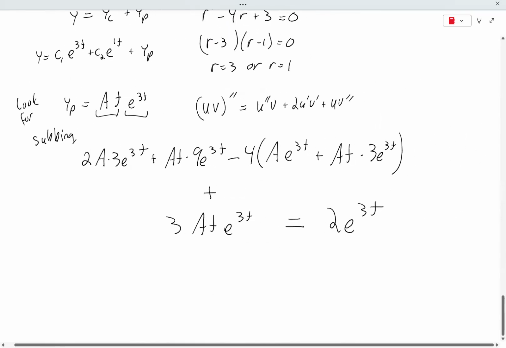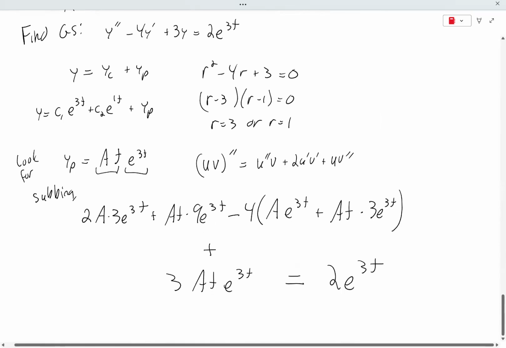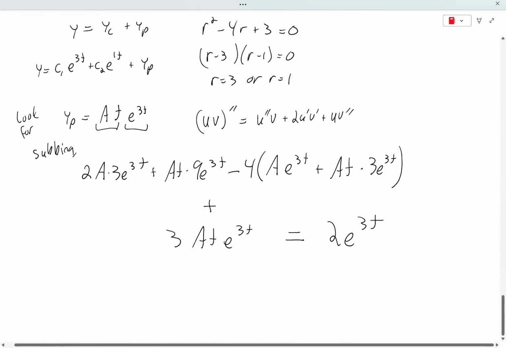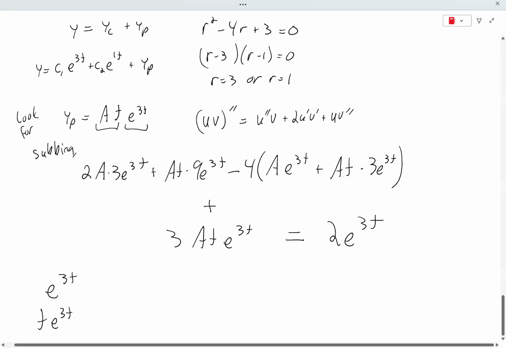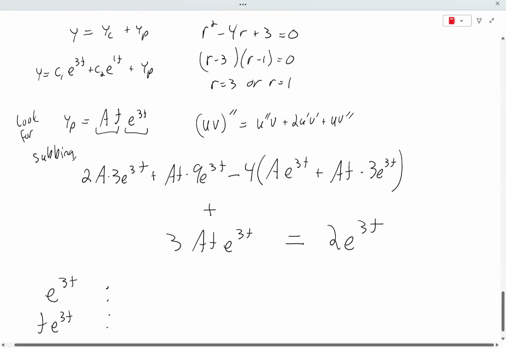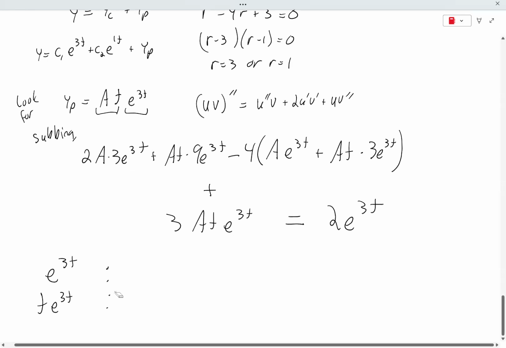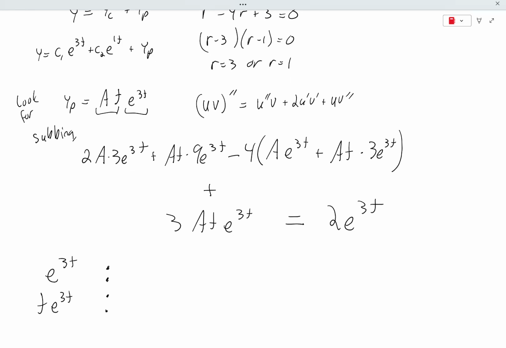Okay, so now we've got that here, right? So we subbed in. Now we just need to compare coefficients. So there are different kinds of terms here, right? You're going to have e to the 3t type terms. There are also going to be t e to the 3t type terms. And I think those are the only two types we have, right? Here's a t e to the 3t type term. So those are the two kinds we have there, looks like, floating around in this. Okay, so now we just need to try to compare coefficients.